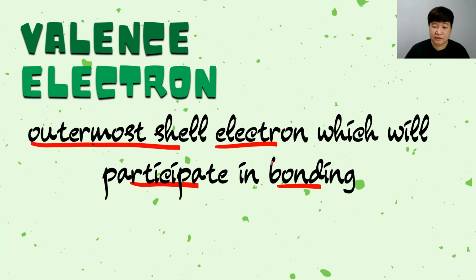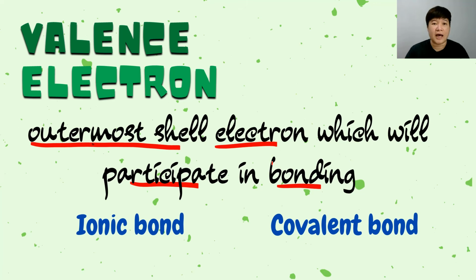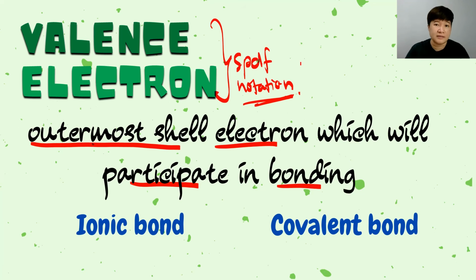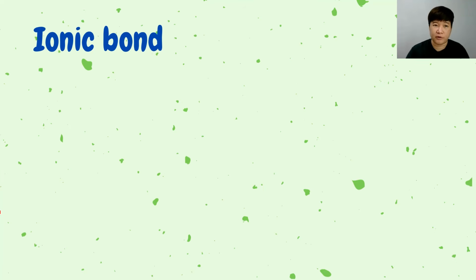So that you will form 2 types of bonding, your ionic bond and also your covalent bond. And we learned how to determine the valence electron in your spdf notation previously. So make sure you know how to determine your valence electron. First and foremost, let's look into ionic bond. So what is actually ionic bond?